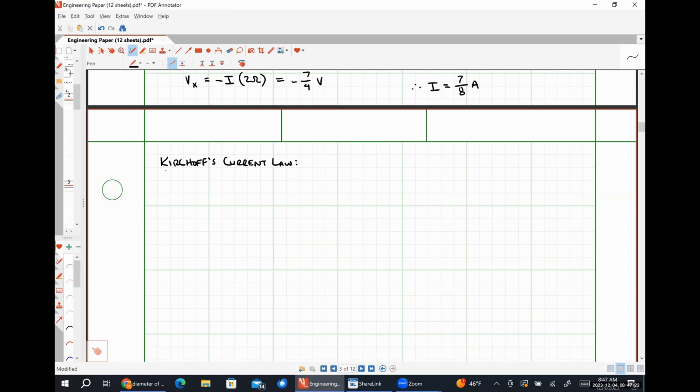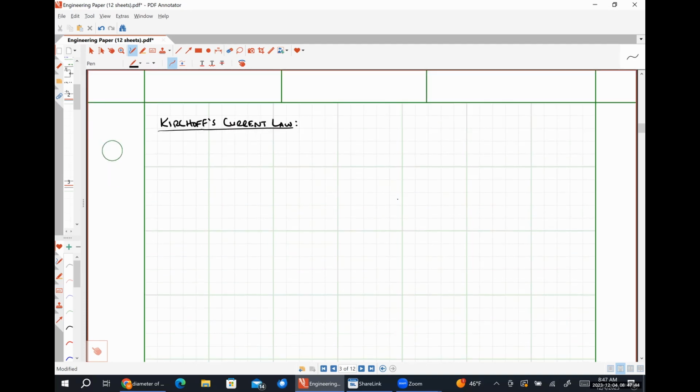So Kirchhoff's current law is interesting. Okay, well, I'll circle back around. I just thought about that. Kirchhoff's current law is interesting because there are really 3 different ways that we can think about it, and they all mean effectively the exact same thing. Okay? So I'm going to draw a portion of a network here.